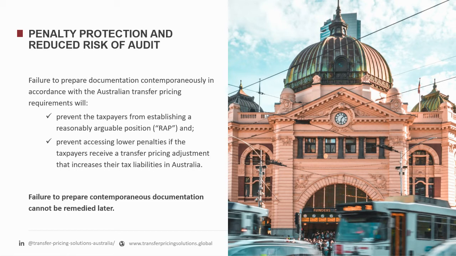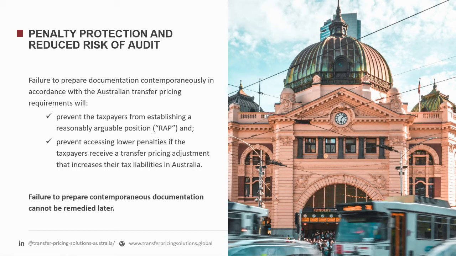So what we mean when we say that, we mean not having documentation prepared in place at the time you lodge your Australian tax return will prevent the taxpayer from establishing a reasonably arguable position. Because if you don't have documentation prepared, you won't have a reasonably arguable position, and it will prevent accessing lower penalties if the taxpayer does receive a transfer pricing adjustment. So penalties can often double your situation. And once you don't have it prepared, you can't fix it later.